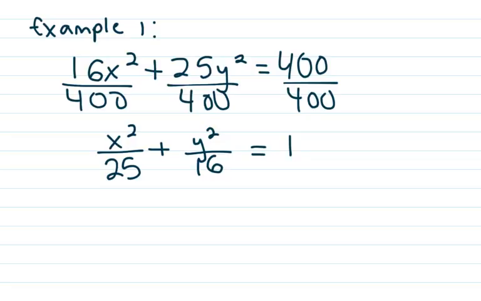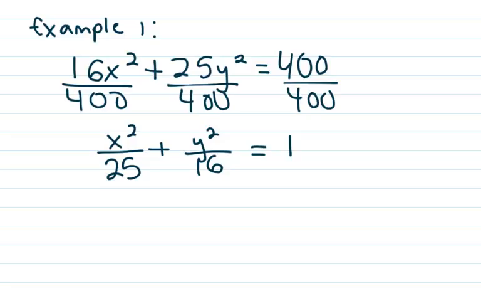Okay, so this number right here, 25, is bigger than the 16. Therefore, I know that this has to be my A. Wouldn't it be vertical then? No, it's horizontal. Will there ever be a case where they're the same? Yeah, because then it would be a circle.